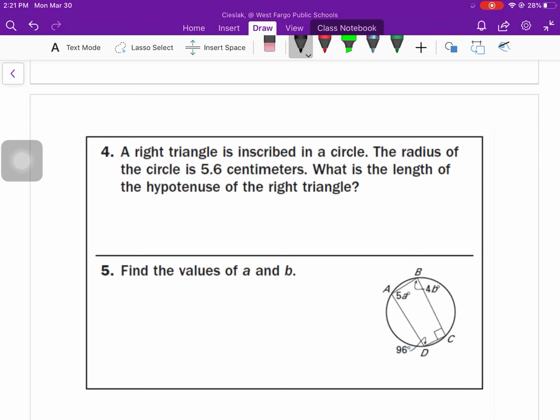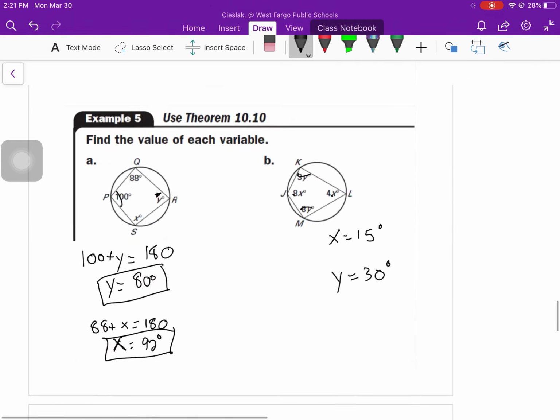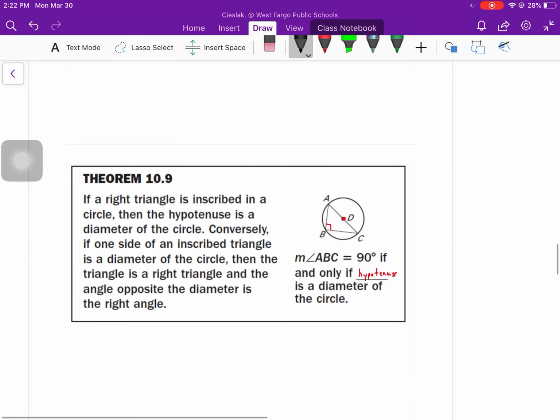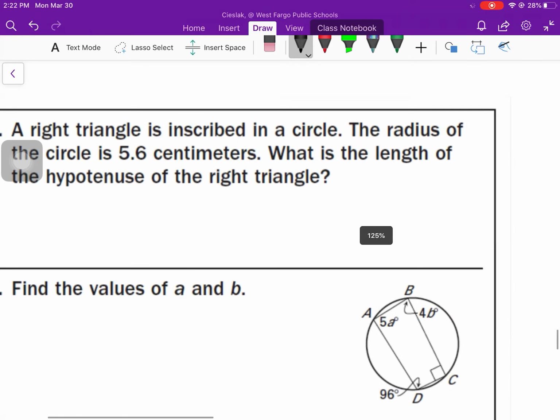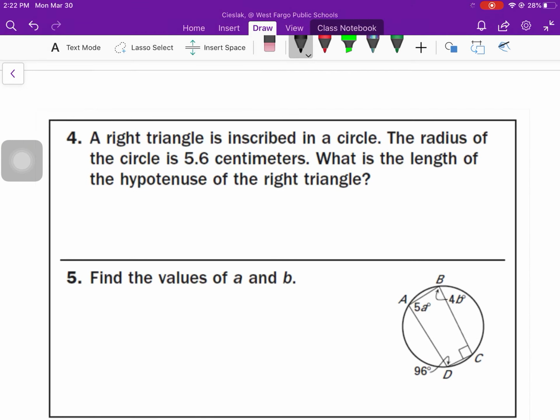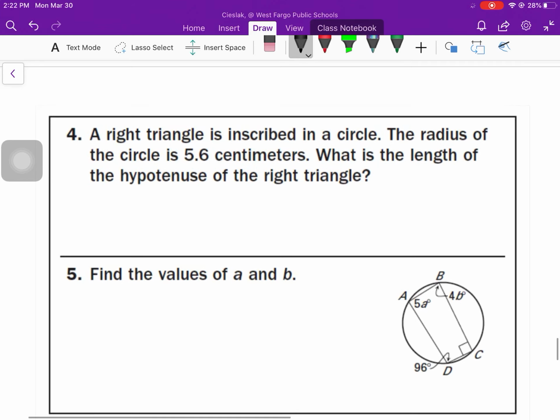Number 4 is saying that a right triangle is inscribed in a circle. The radius of the circle is 5.6 centimeters. What is the length of the hypotenuse of the right triangle? So this is taking us back to the theorem about our right triangles, where we said if you have a right triangle, that angle is 90 degrees if and only if the hypotenuse is a diameter of the circle. Okay, so if I tell you the radius is 5.6, what is the length of the hypotenuse? You just got to double it. Okay, so we would have to take 5.6 times 2. So what? 11.2.